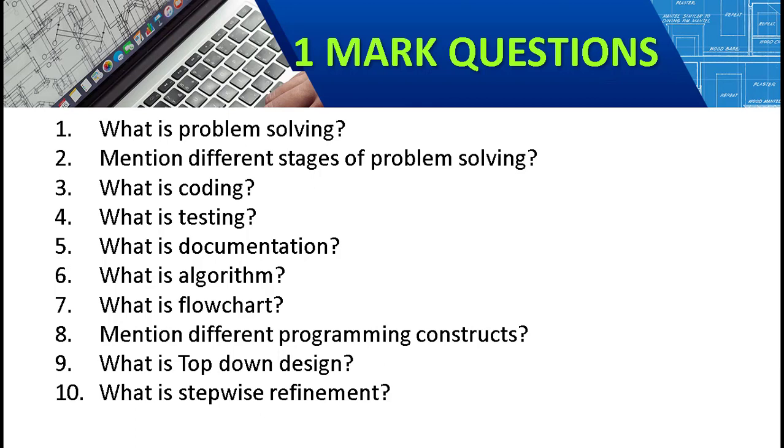The next question is, what is algorithm? An algorithm is a step-by-step procedure in order to solve a problem. Then what is flowchart? Flowchart is a diagrammatic representation of the algorithm. So we are diagrammatically representing. Mention different programming constructs. There are 3 types of constructs, that is sequential construct, then you have got a selection construct, then iteration construct. These are the programming constructs. You have to mention their names.